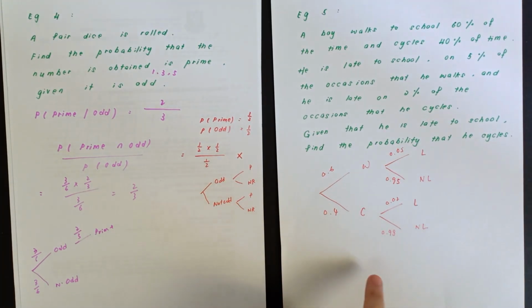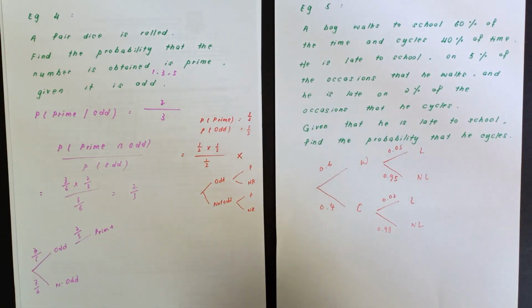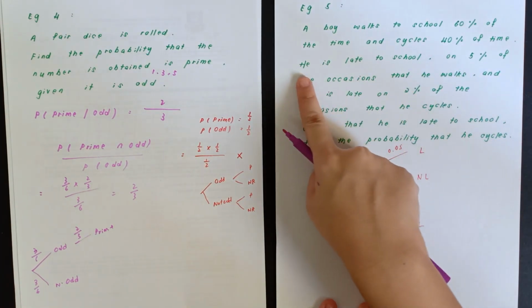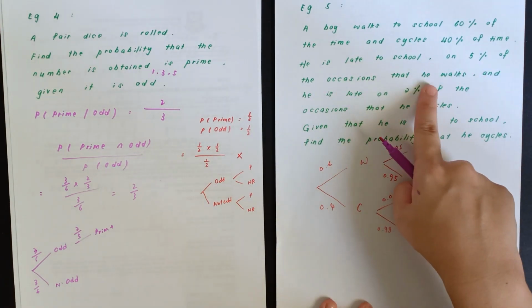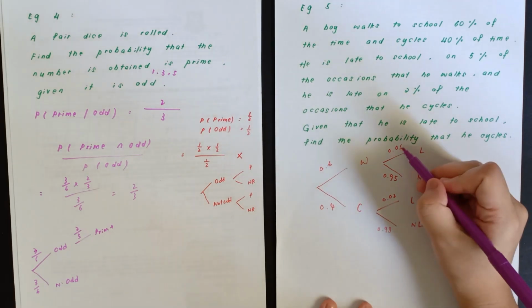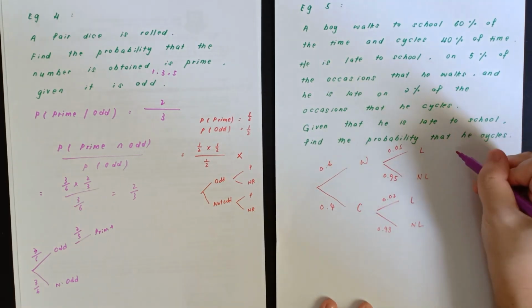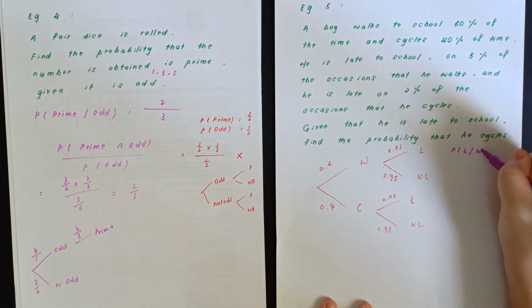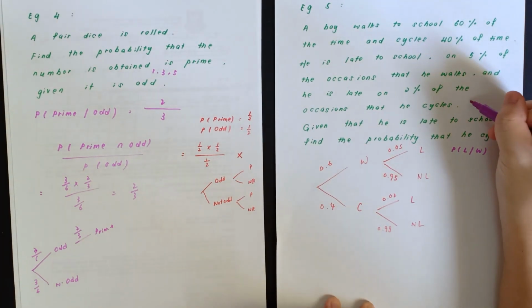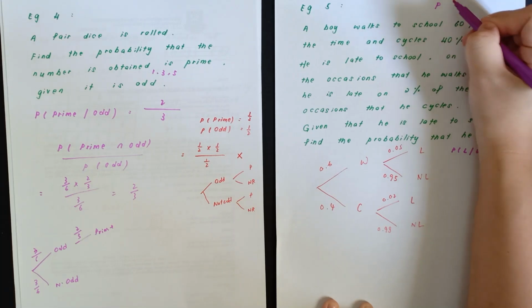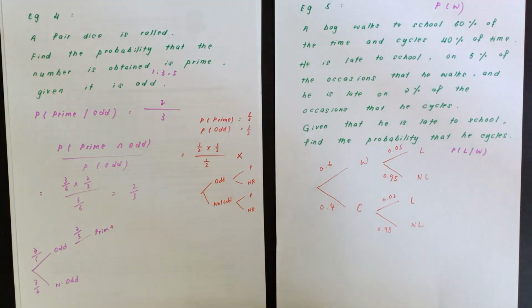So what you can see here, right? You see how they are trying to tell you all this. They will say something like this. Okay, he is late to the school on 5% of the occasion where he walks. So what does the 0.05 here mean? It's basically the same thing as the probability that he will be late given that he walked. This probability is not the probability for he walks. I hope you can get it.